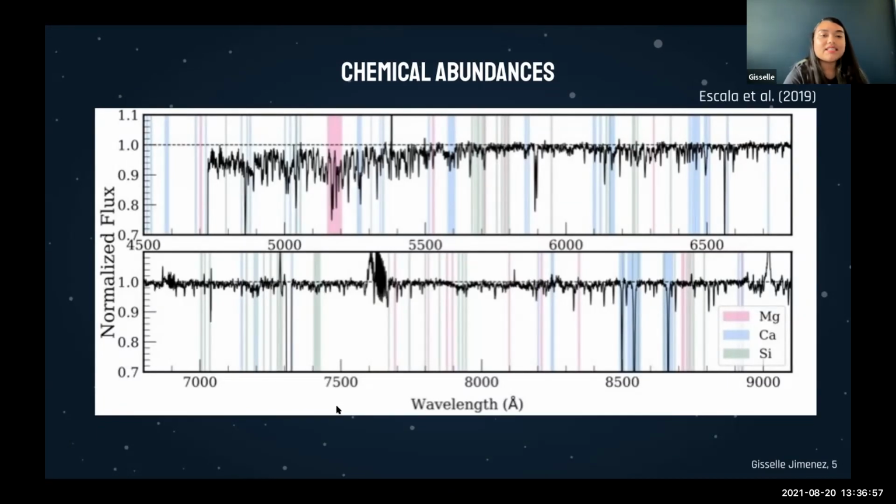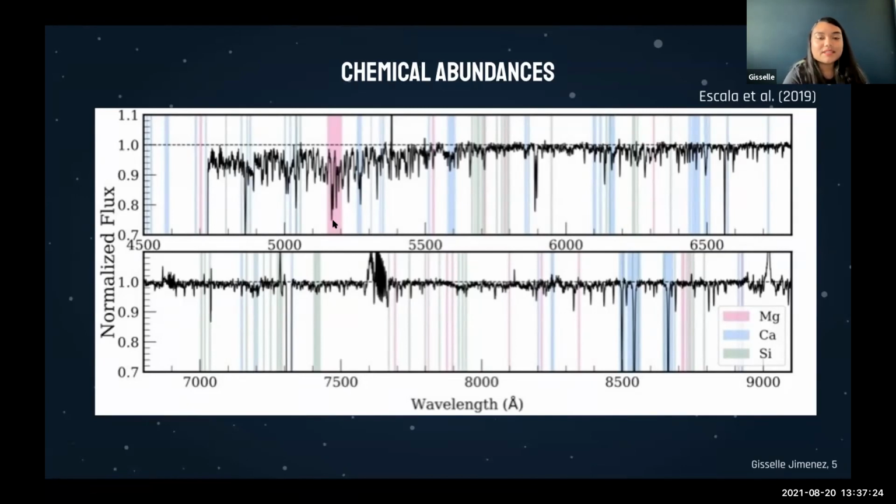The black line is the spectrum of the star. And by observing the spectrum's dips, we can determine which elements are present in the star's light. So there are various wavelength regions in 3 different colors. We have pink, blue, and green, representing magnesium, calcium, and silicon. And these represent the different elements that can be detected at those wavelengths.